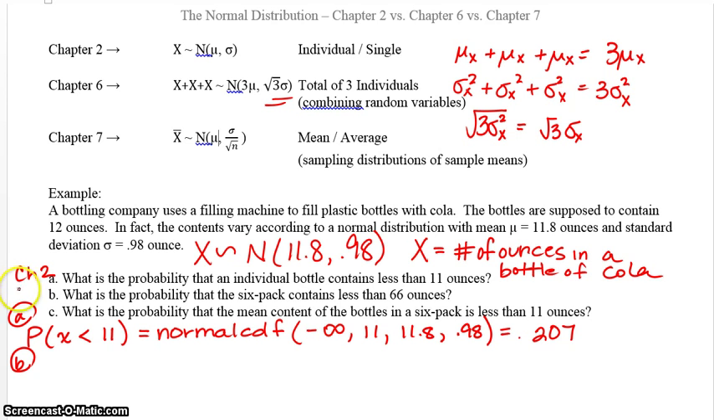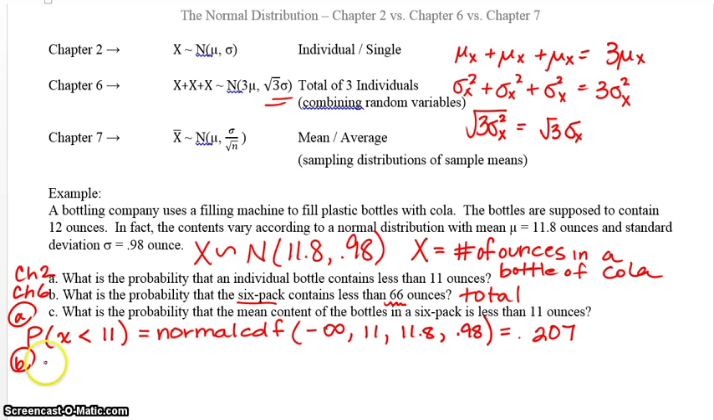So here, this is Chapter 6. How do we know that? Because we're looking at a total of 6. We are looking at the total of all of them. And one clue to that is how this number here is given. 66 ounces is clearly a total and not an individual bottle.